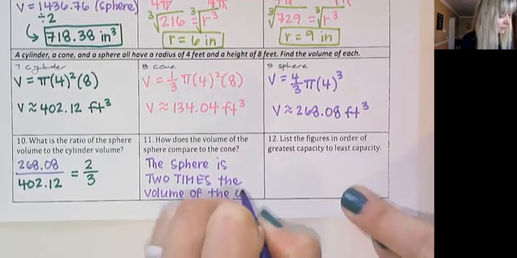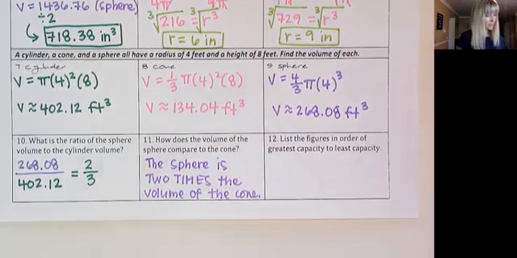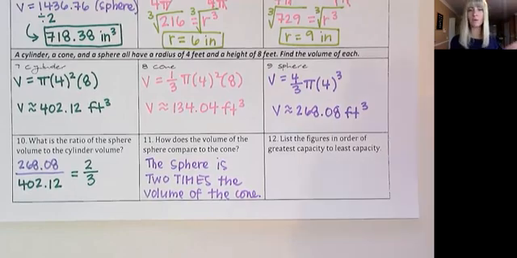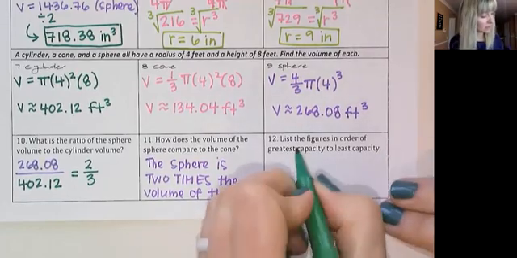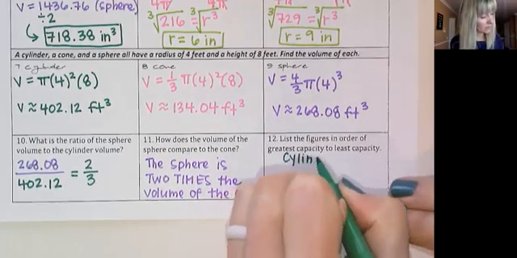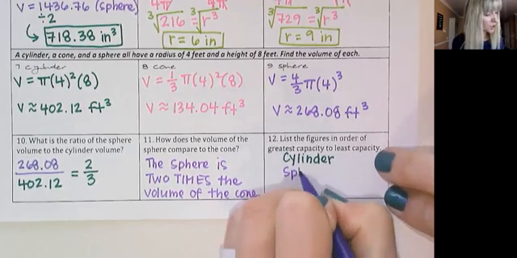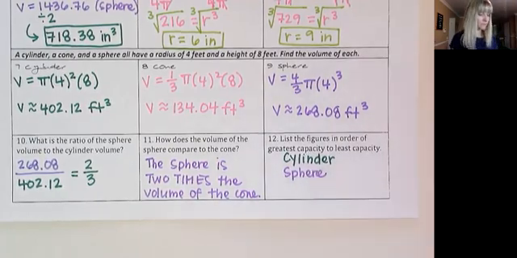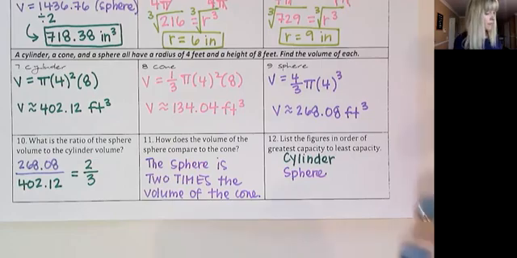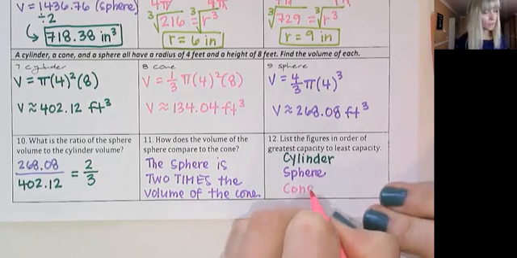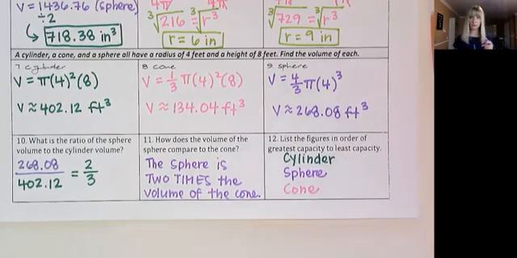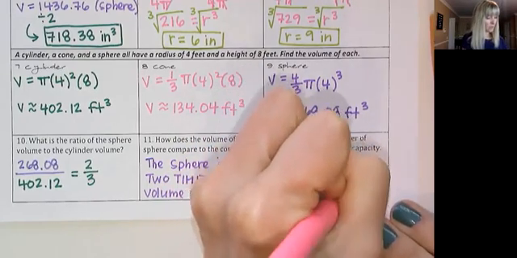And the last question: list the figures in order of greatest capacity to least capacity. We talked about this, but which one of these is always going to be the biggest? The cylinder, because the cylinder is the full one that everything came from. Which is going to come next? The sphere, because the sphere is 2/3 of the cylinder. And which one's going to be the smallest? The cone, because the cone is 1/3 of the cylinder. So it goes biggest to smallest that way.